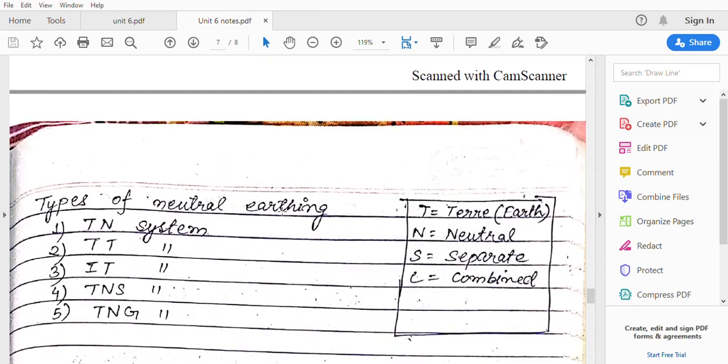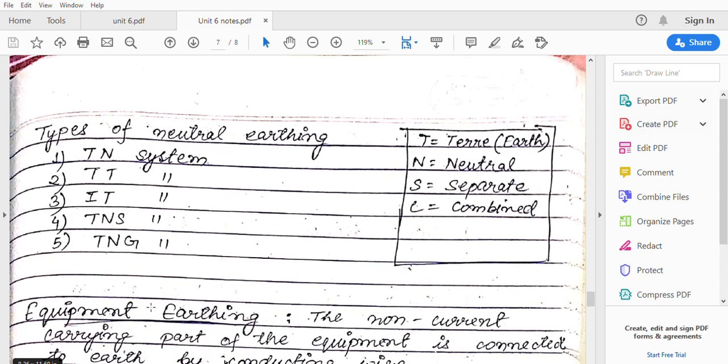Now there are various types of neutral earthing. This is TN system, TT system. Okay, so you can read about basics of this. Here T means terre, which means earth, N means neutral, S means separate, and C means combined. So you can just read some very basic points of the system, not in detail, because in first year you don't need the details about this. These are various types of neutral earthing.